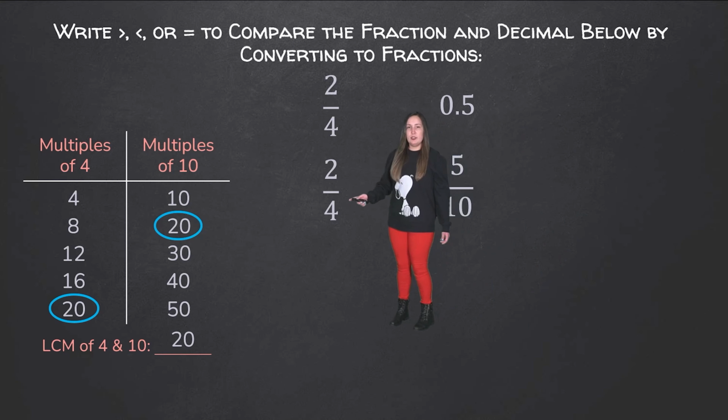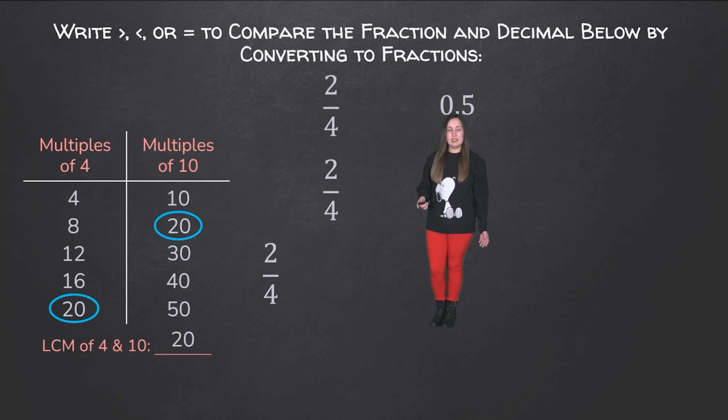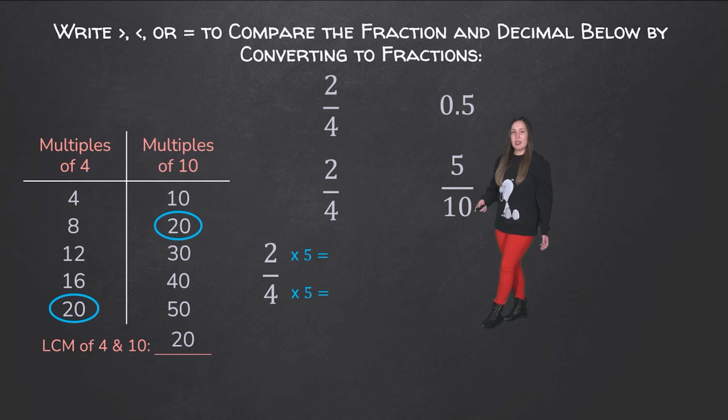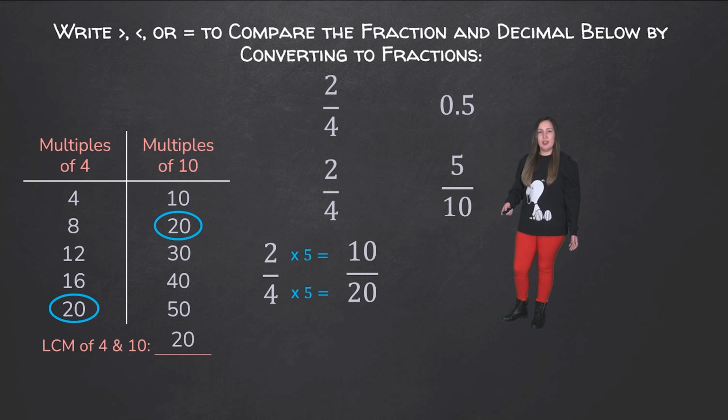Starting off with 2/4. In order to get a denominator of 20, we have to multiply 4 by 5. Whatever we do to the denominator, we have to do to the numerator as well. 2 times 5 is equal to 10, and 4 times 5 is equal to 20.